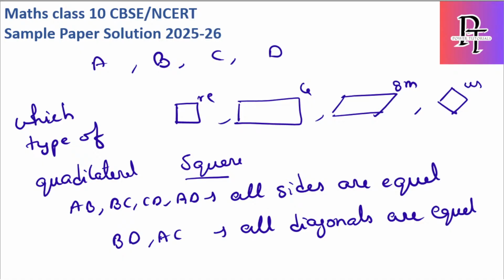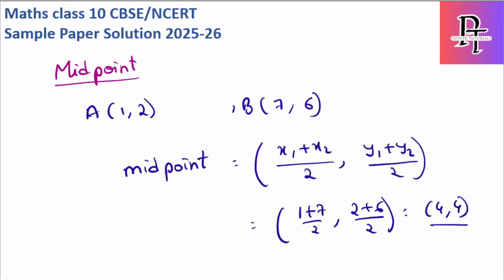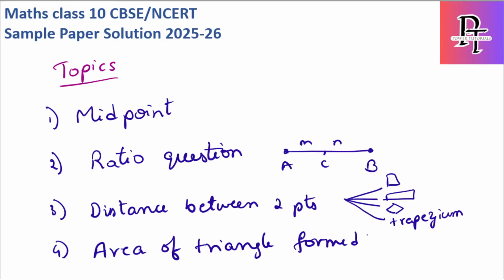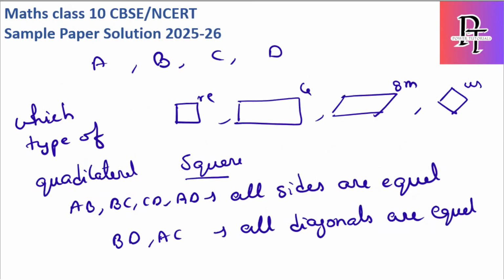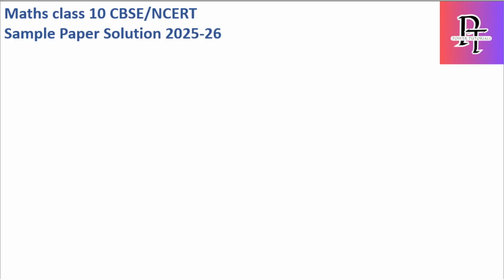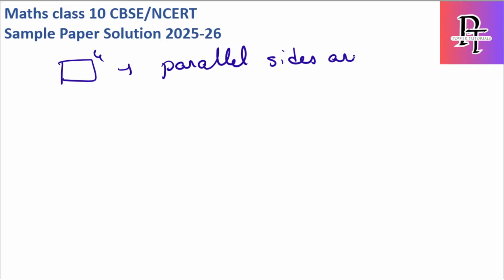So the next part is done. Distance between points, and then area of triangle, I think everyone knows. I'm not going to cover area of triangle. I'll go a little fast for all the other 3 diagrams. For rectangle, parallel sides are equal, and the second, diagonals are equal.